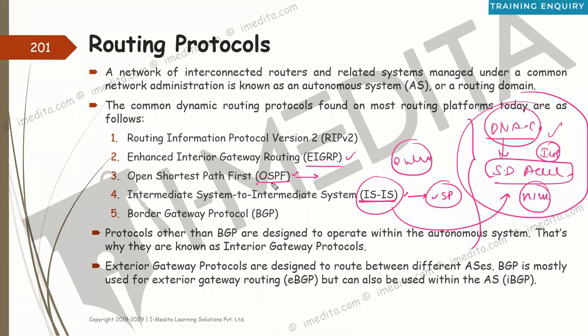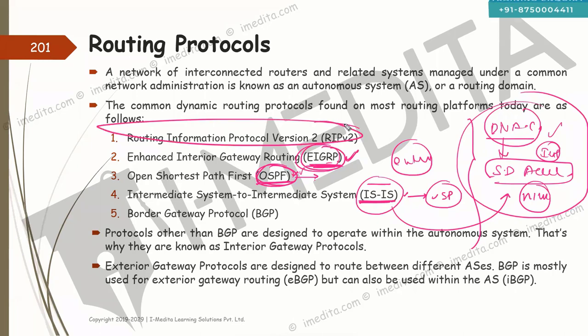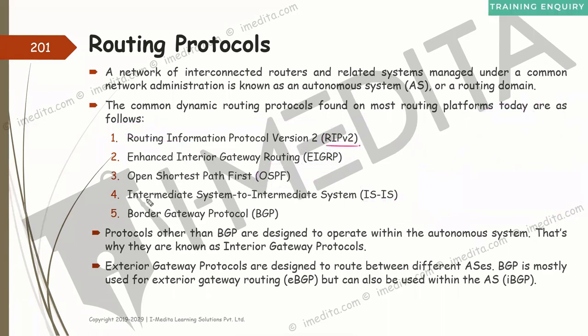But again, ISIS is a very well utilized protocol in a service provider environment, and OSPF is a very commonly utilized protocol in the enterprise environment. If you have Cisco devices, you can go for the Cisco only protocol, EIGRP. And if you have a very old device that only supports RIP routing, then only you will go for the RIP routing protocol.